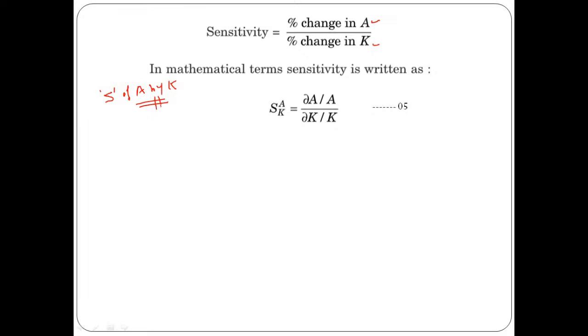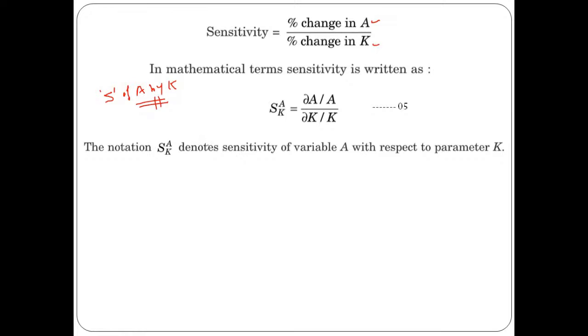So we are trying to find out how the system is sensitive due to variation in the forward path gain, or you can say a feedback path gain. So this symbol S of a by k indicates the sensitivity of variable a with respect to parameter k. That is important. That means if you change this particular k, corresponding to this change in k, how this variable a is going to vary, that we can identify through this particular formula.